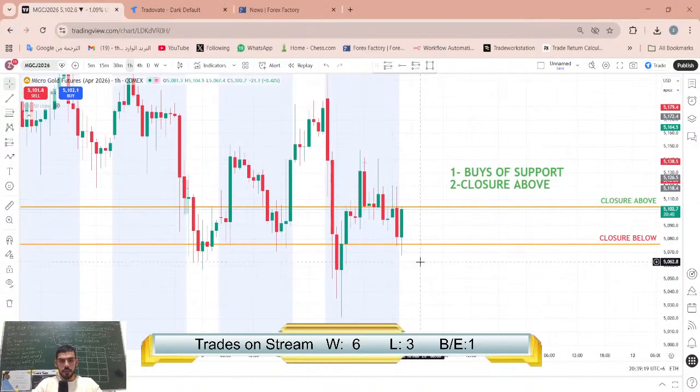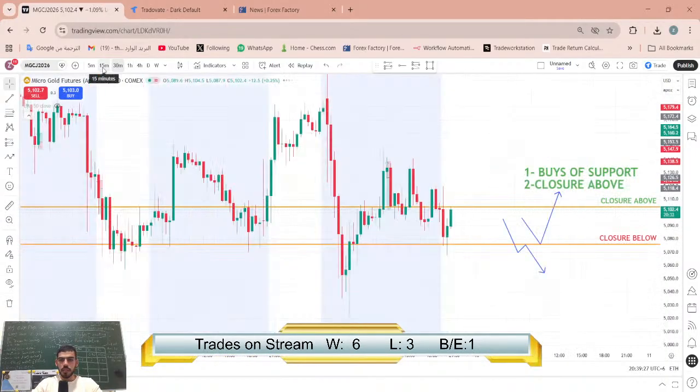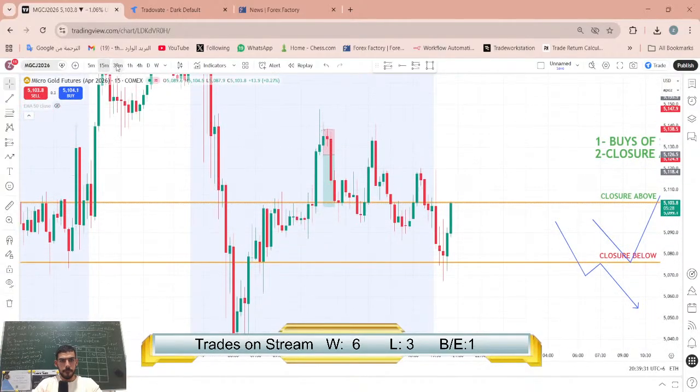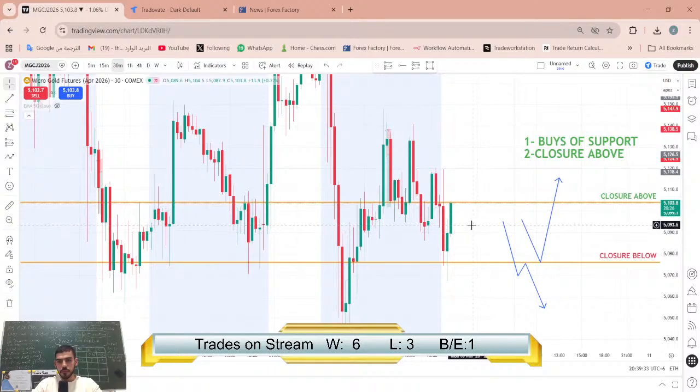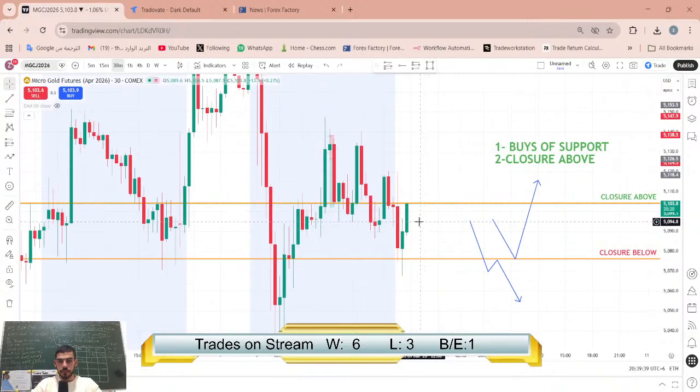Okay, so it looks like gold wants to close above actually, which is nice. We got a red candle. Now the next candle is going to be green, I guess. Yep, right here.